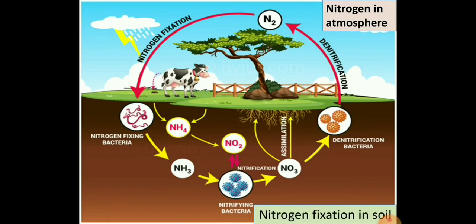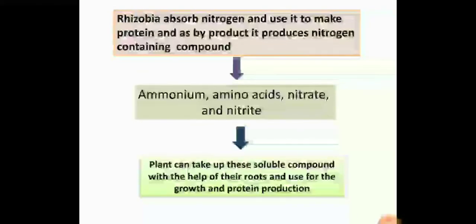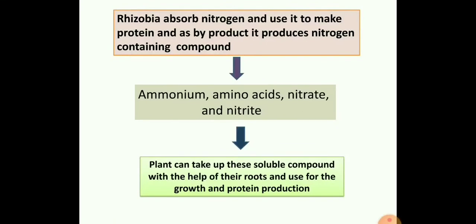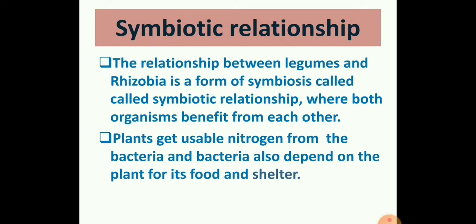So, nitrogen fixation is the process of combining oxygen with nitrogen to form nitrogen compounds such as nitrites and nitrates. So, Rhizobium bacteria absorb nitrogen and use it to make protein, and as a byproduct it produces nitrogen containing compounds. Plants absorb these nitrogen compounds that are soluble in nature from the soil with the help of their roots. So, now we come to know that Rhizobium is a nitrogen fixing bacteria and is very important for the survival of life on the planet.